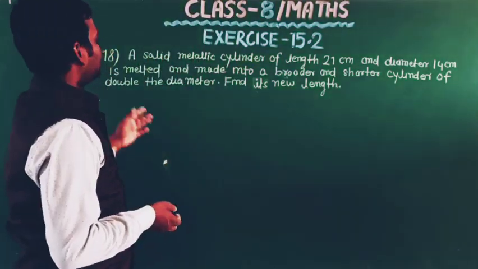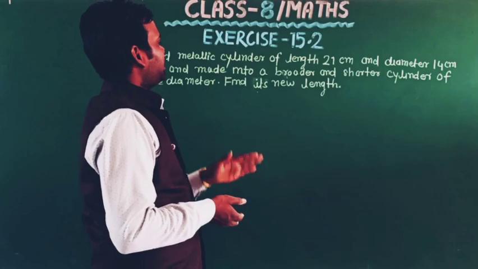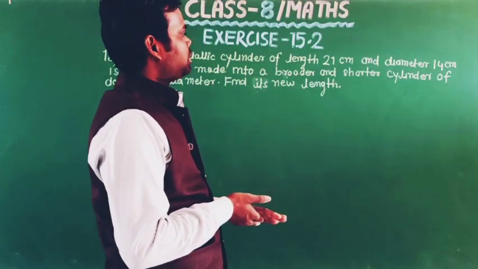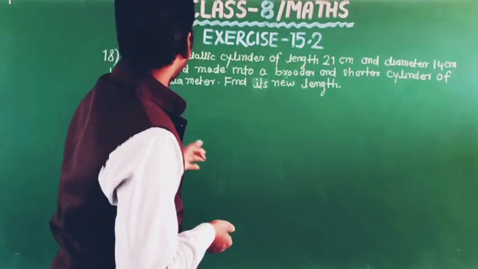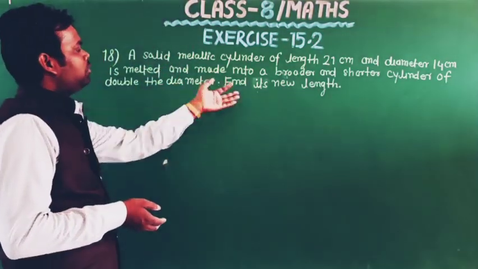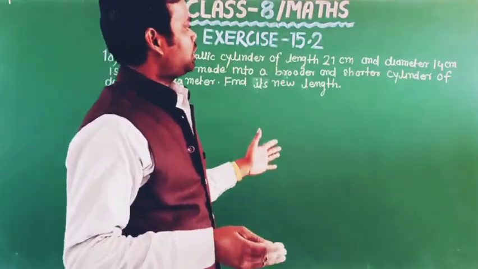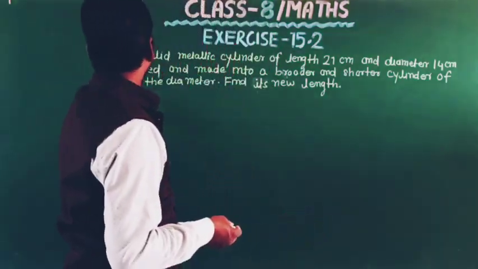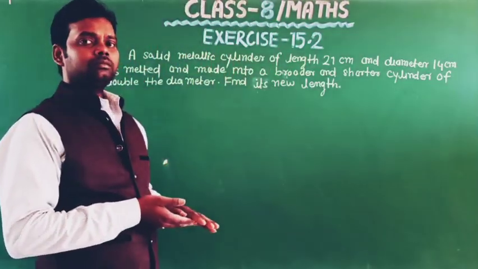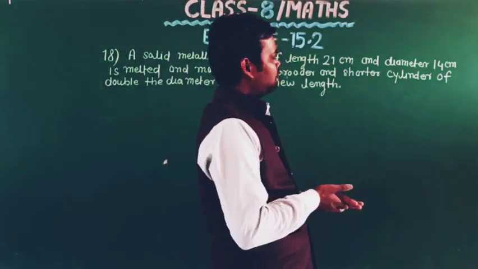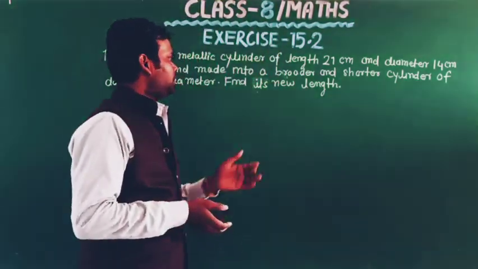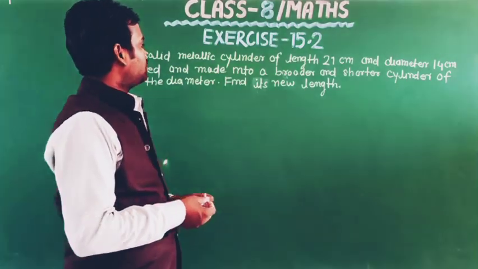In this question it has been said that a solid metallic cylinder of length 21 centimeter and diameter 40 centimeter is melted and made into a broader and shorter cylinder of double the diameter. Find its new length.